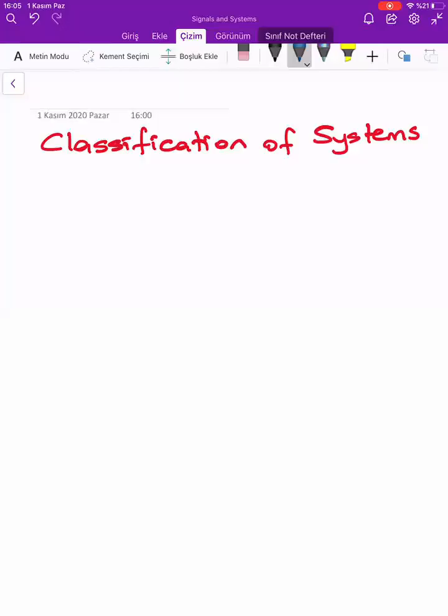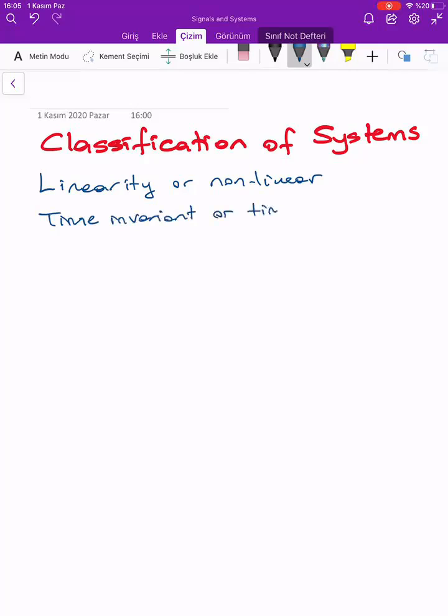Hi guys, I would like to talk to you about the classification of systems. When we talk about classification of systems, we will be talking about linearity. Is this system linear or non-linear? The second one that we will be talking about is, is this system time invariant, or time variant, or time varying? And then we will be talking about static systems or dynamic systems.